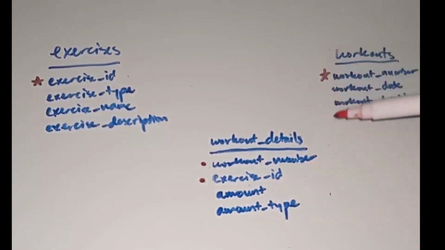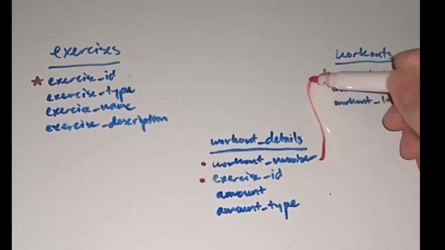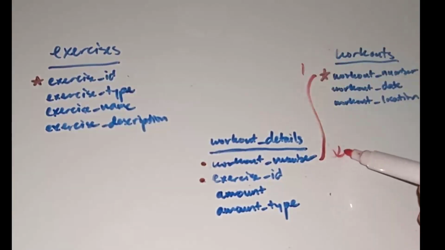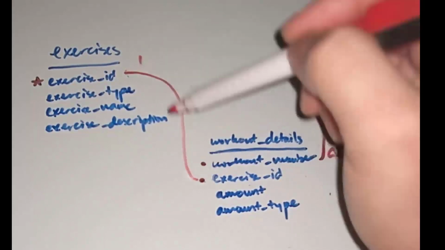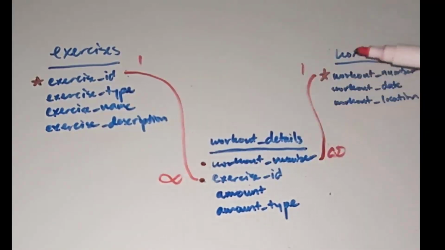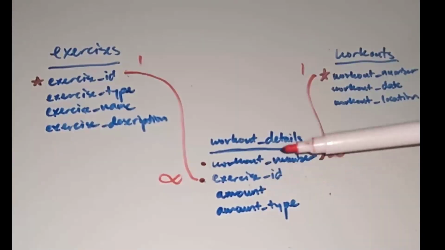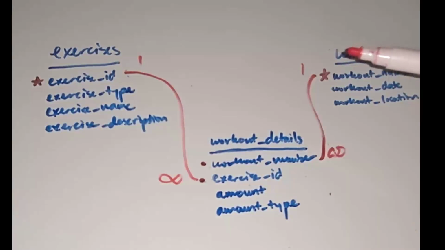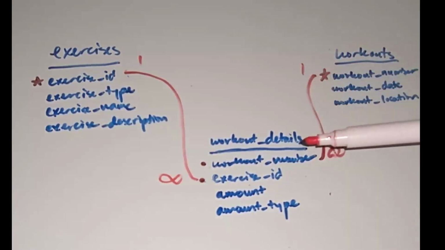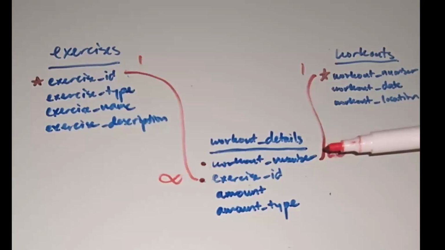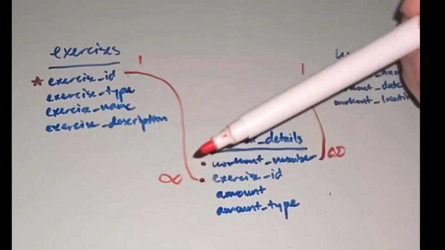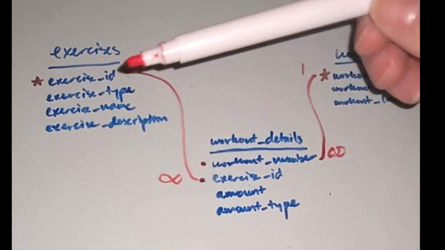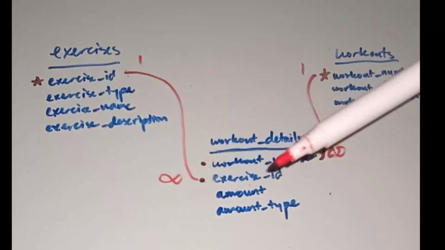And so here you would have, from workout number to workout number, a one-to-many, and from exercise ID here is one-to-many. And the way to read this would be, for every row in the workout details table, you can only have one workout. But for every workout, you can have many rows in the workout details table. For every row in the workout details table, you can only have one exercise ID. But for every exercise, you can have many workout details.